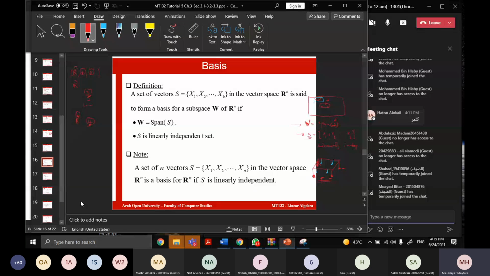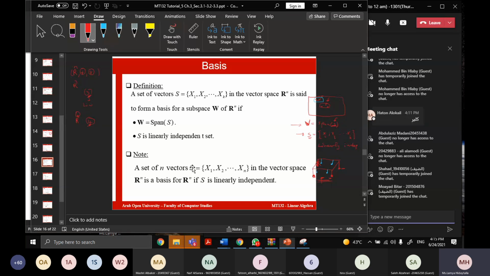That is the only condition I have to test. No need to test the other one. Just you have to test that linearly independent ولا لا. This is if we are talking about Rn only. You got it? For the big vector space, not a subspace of it. Let's read that. A set of n vectors.